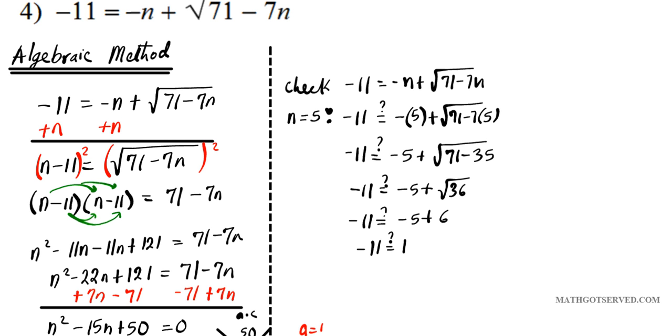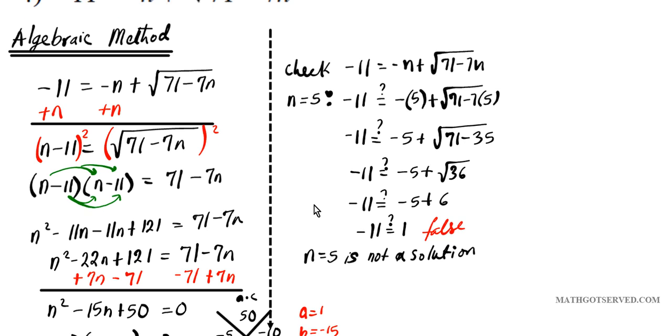That is false. So what does that tell us? It tells us that n equals 5 is an extraneous solution. Okay? So n equals 5 is not a solution. It's classified as extraneous. Okay?